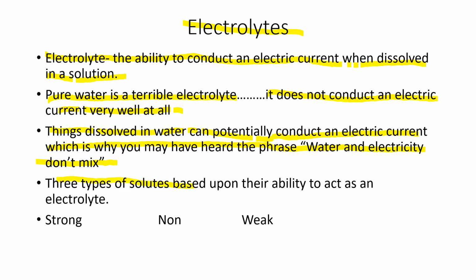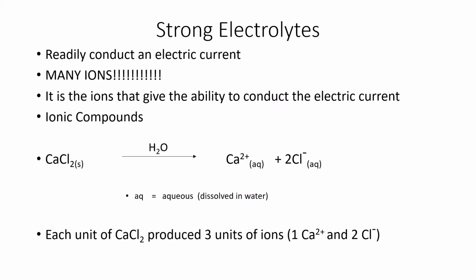There are three types of solutes that we want to talk about based upon how they act as electrolytes. And for this, the names are kind of hinting at what they're going to do. We have strong electrolytes, non-electrolytes, and then weak electrolytes. We're going to talk about each one of those individually, but just by the names, they're hinting at what their abilities are as electrolytes.